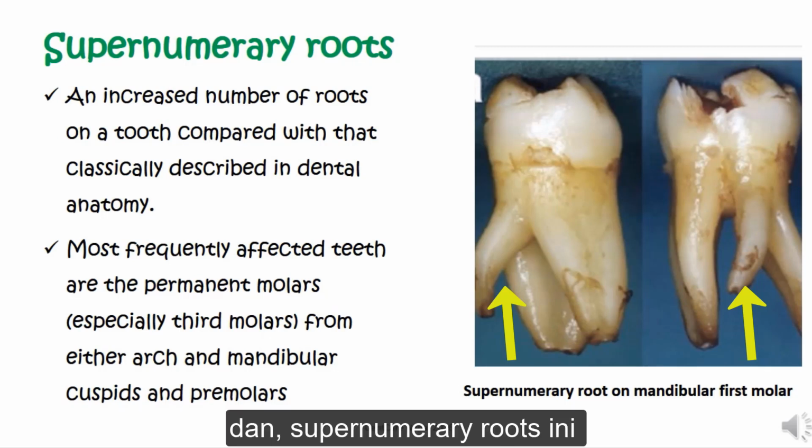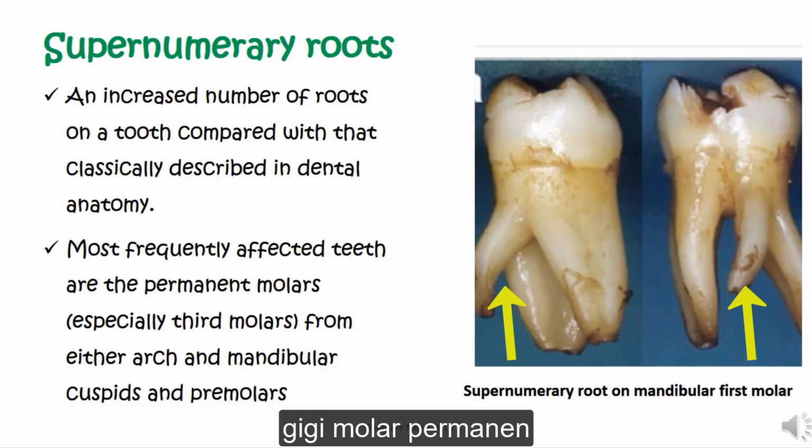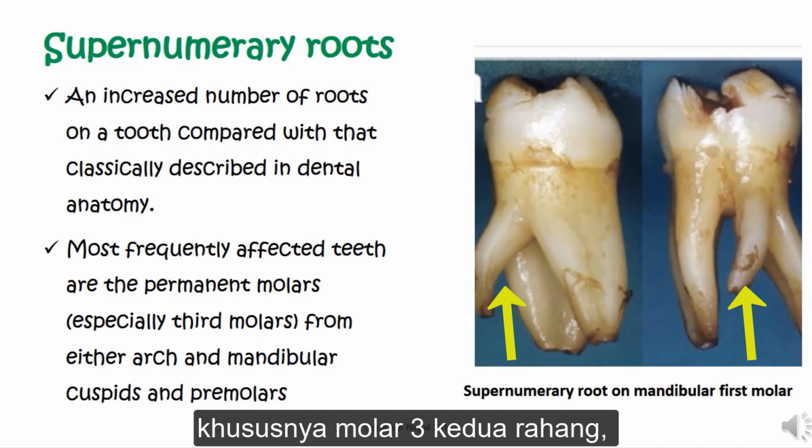The teeth most frequently affected by supernumerary roots are the permanent molars, especially third molars from either arch, and mandibular cuspids and premolars.